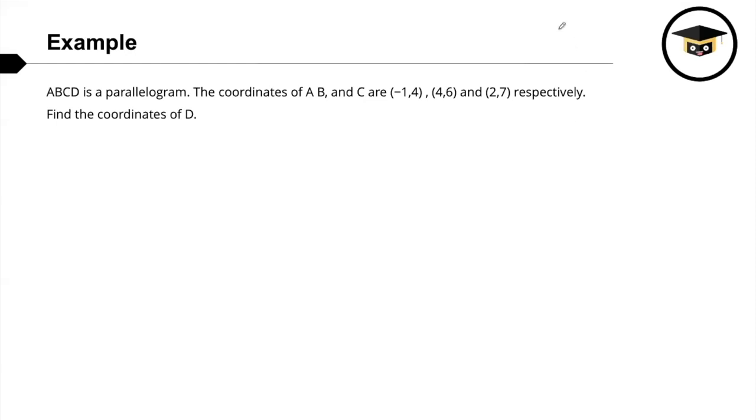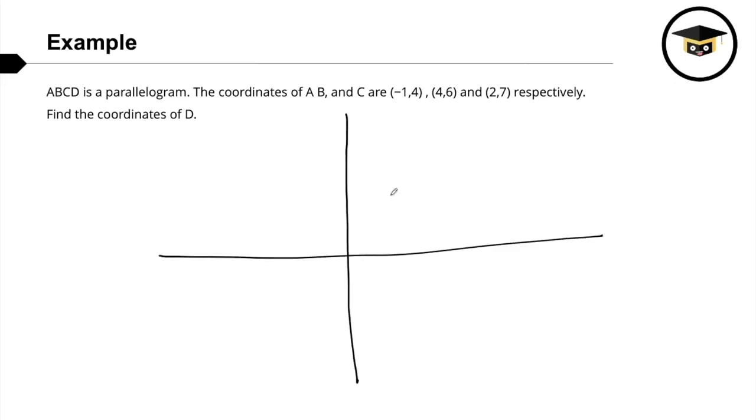Okay, so hopefully you've had a chance to have a go at this question, and now we're going to go through the solution. So the first step for this kind of question is always draw a coordinate plane, and then plot the points that we do have. So we know we have (-1, 4). So that will be point A. So I'll label that A.